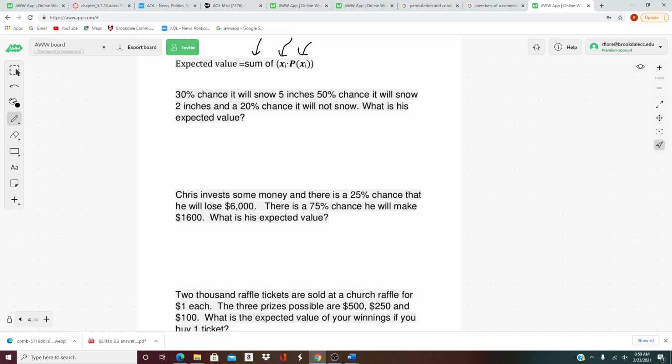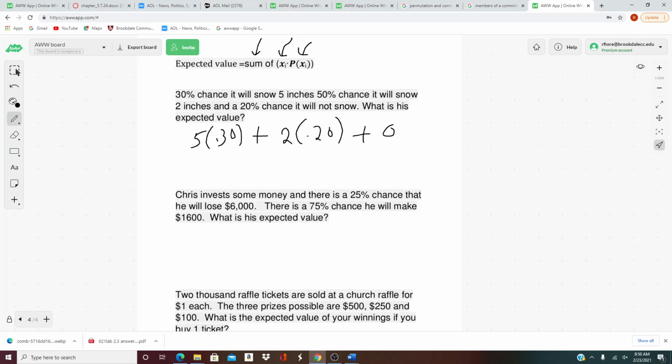Here we have 3 events. There's a 30% chance it will snow 5 inches, a 50% chance it will snow 2 inches, and a 20% chance it will not snow. What is the expected value? Well, I'm going to have a 30% chance of it multiplying by 5 inches. So I'm going to take 5, because that's my x value, times 0.30, because that's 30% in decimal form, plus 2 inches times 0.20, plus 0 inches.